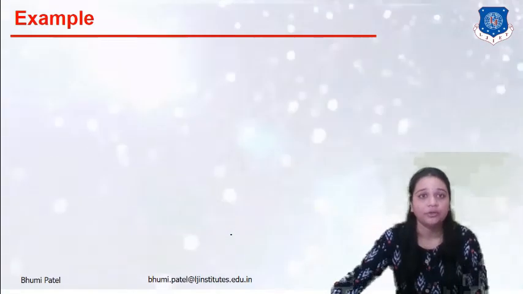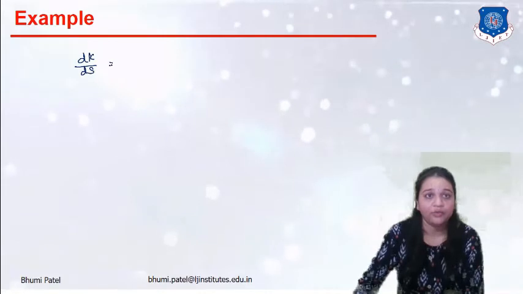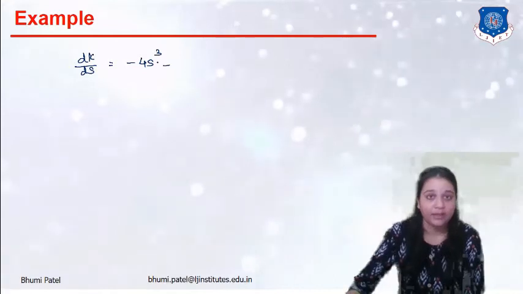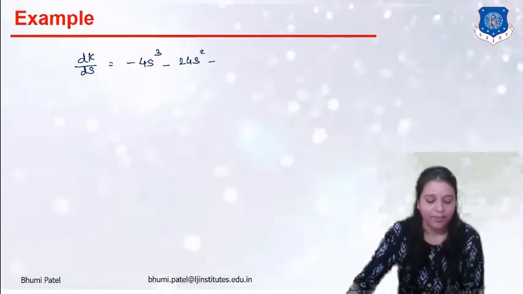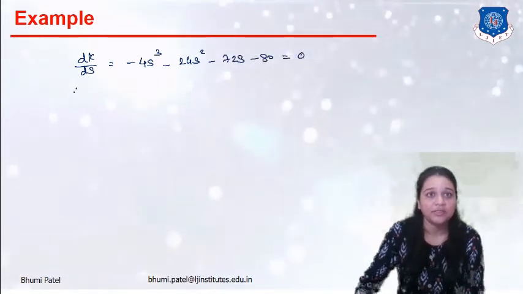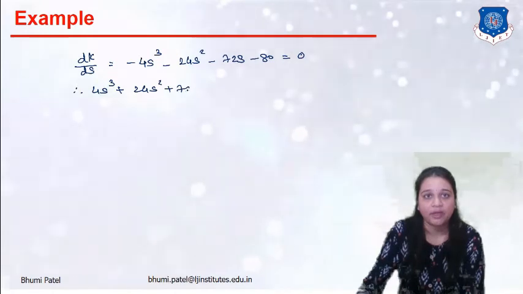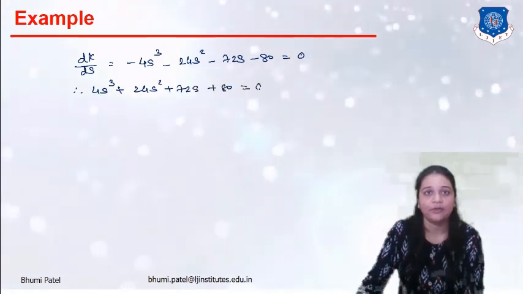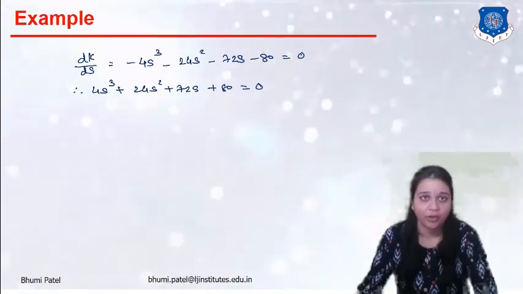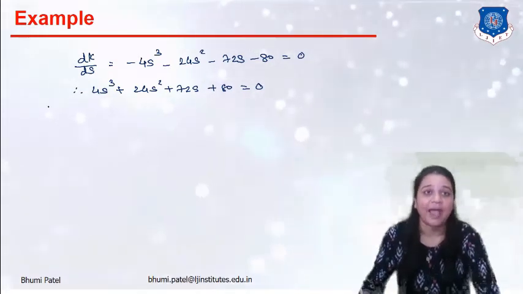Now we have to find the value of dk by ds and put it equal to 0. So we differentiate: dk by ds is equal to minus 4s cube minus 24s square minus 72s minus 80 is equal to 0. So the equation will become 4s cube plus 24s square plus 72s plus 80 is equal to 0. Now using this equation, we have to find the value of s. First of all, we can find the value of s with the trial and error method.